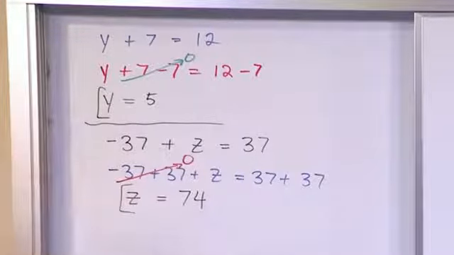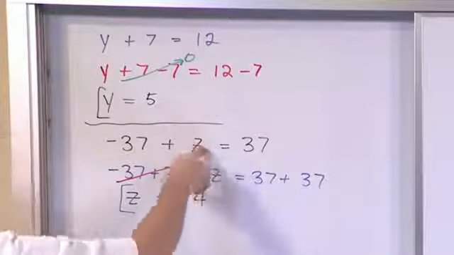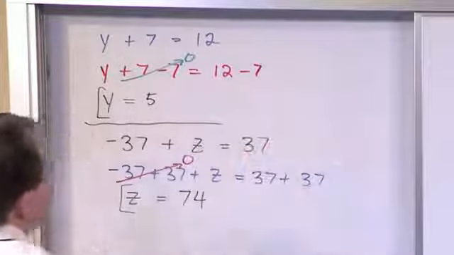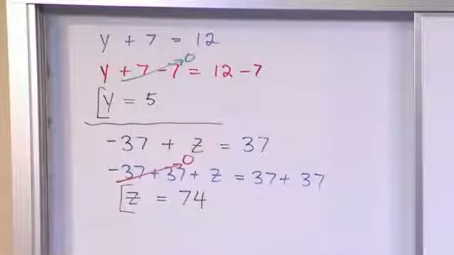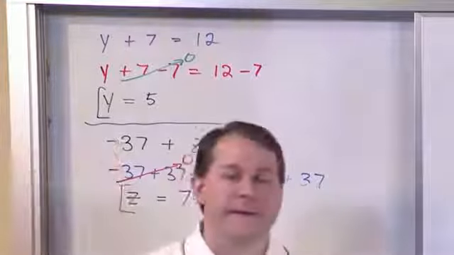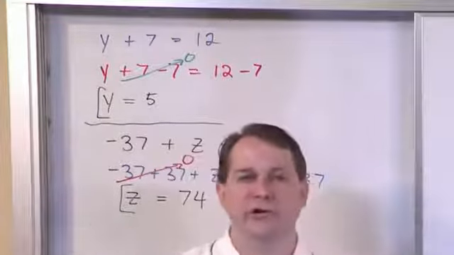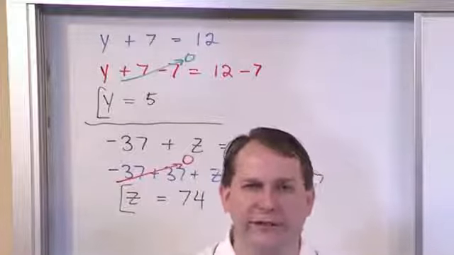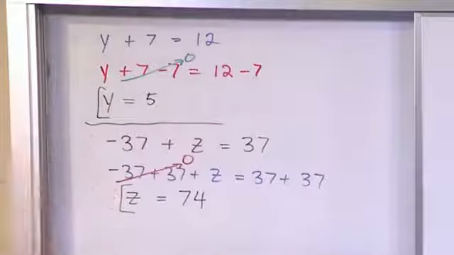The answer is 74. And again, you can check it by putting 74 in for z. Negative 37 plus positive 74 is going to give you positive 37 for a final answer. And I encourage you to check that just to make sure. In fact, honestly, that is really one of the coolest things about algebra, is that once you get an answer, you can always check it. And you always know if you're right. So if you get wrong answers in algebra, there's no reason, because you can always check your answers to make sure you're getting it right.